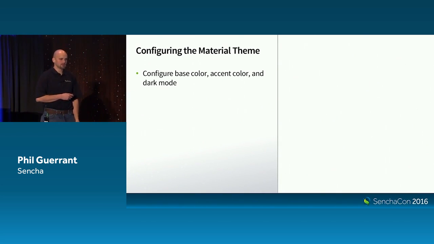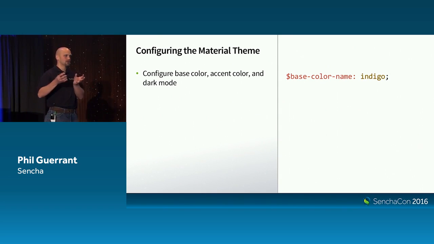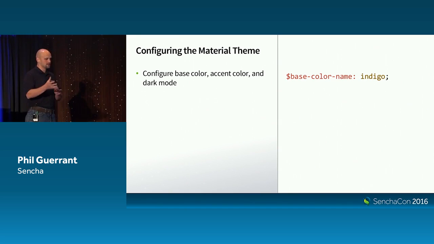So if we want to configure the material theme, we don't use the base color variable. This is the only theme where I don't want you to set the base color. What you use instead is the base color name. That's where you pass in one of Google's preset names, and then the material theme will go in for you and figure out all the different shades of indigo in this case that are appropriate for various things like selected rows, toolbars, grid row headers. All may use different shades of indigo as their background color.